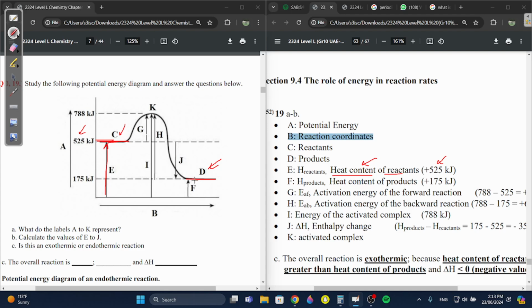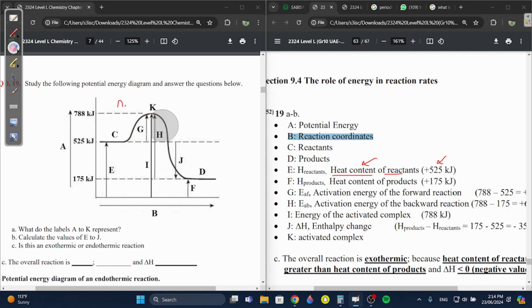Then F would be the same: the heat content, this time of the products. Let me erase a bit. Now let's take a look at G. G is the energy required for this reaction, for my reactants, to reach the activated complex. And what do we call that? The activation energy, but we call this one of the forward, okay?